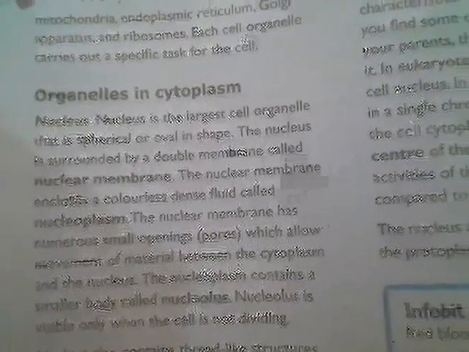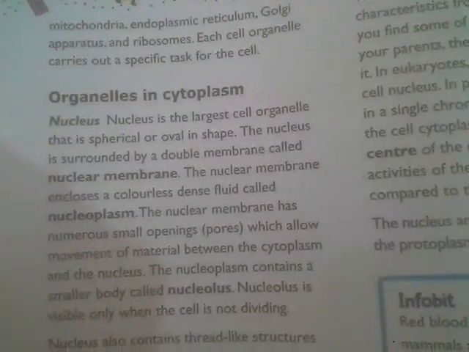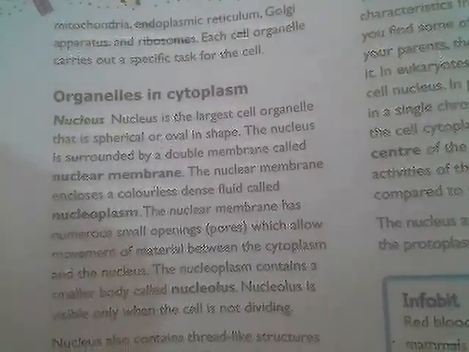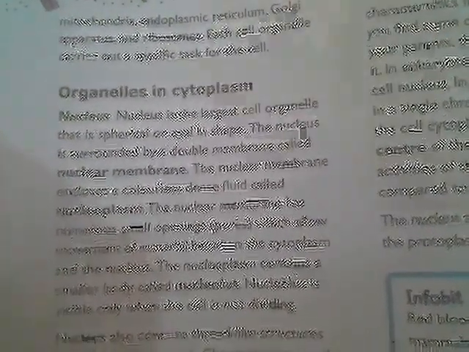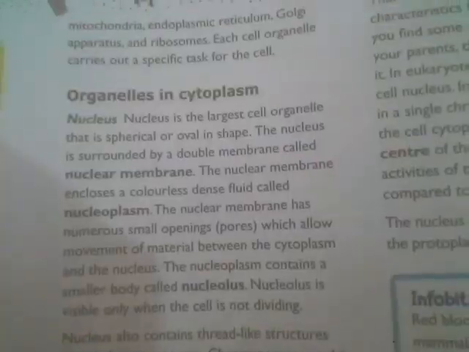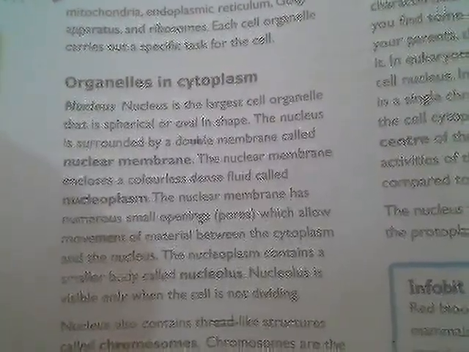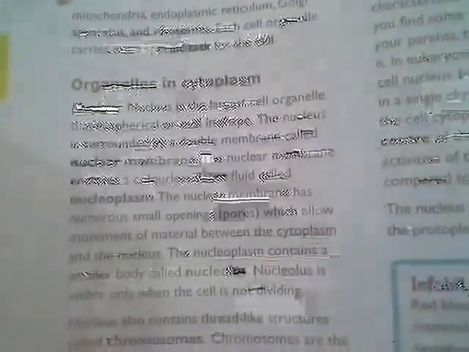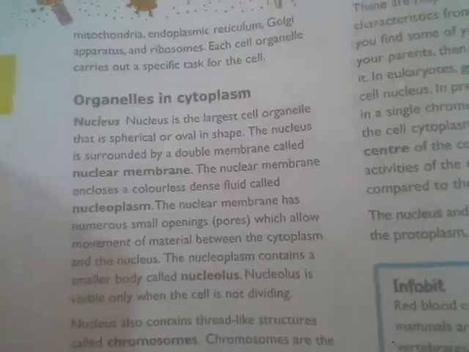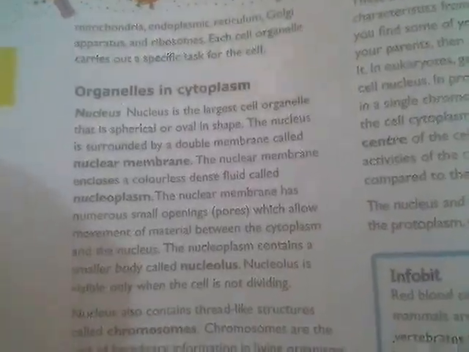So first one is your nucleus. The nucleus is a round, spherical organelle which is present inside the cell, and it also has an outer covering, a membrane, which is known as the nuclear membrane. It also has a fluid which is known as nucleoplasm. The nucleus is quite a unique organelle.